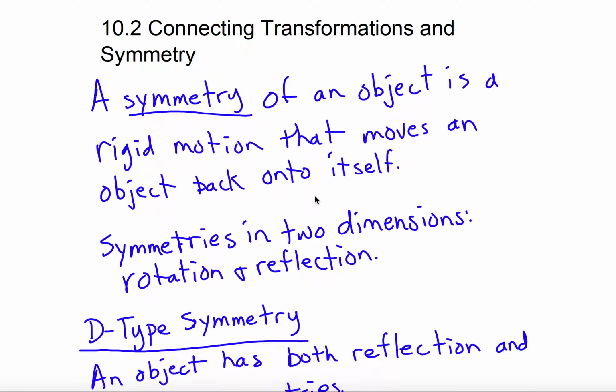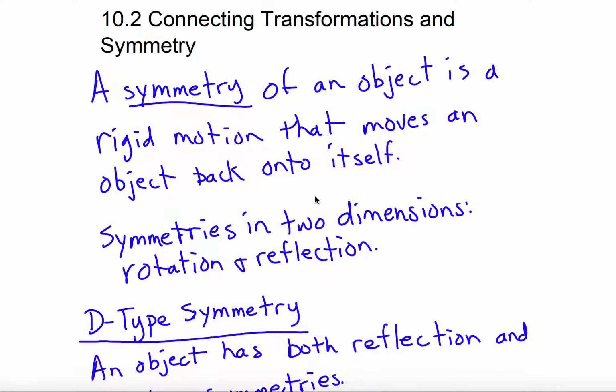So the next concept we're going to look at is the concept of symmetry. A symmetry of an object is a rigid motion that moves the object back onto itself. So if we have two dimensions that we're moving in, you only have rotation and reflection. A translation would not give you a symmetry because it moves the object. So you wouldn't actually have a translation symmetry. So we're just looking at rotations and reflections.